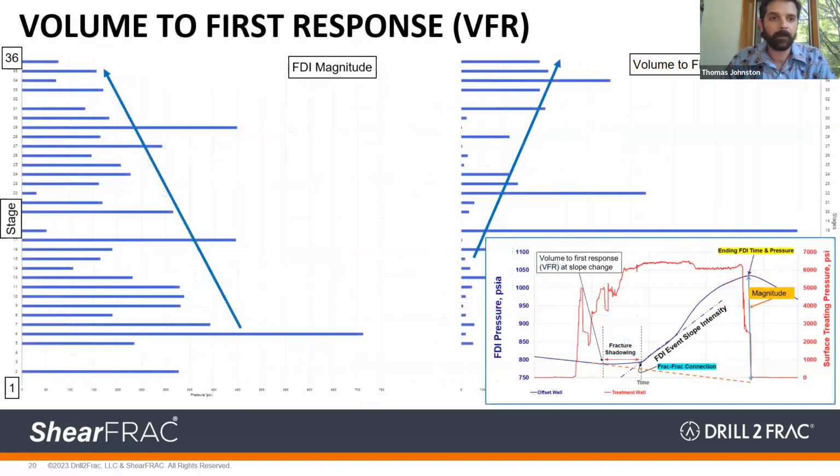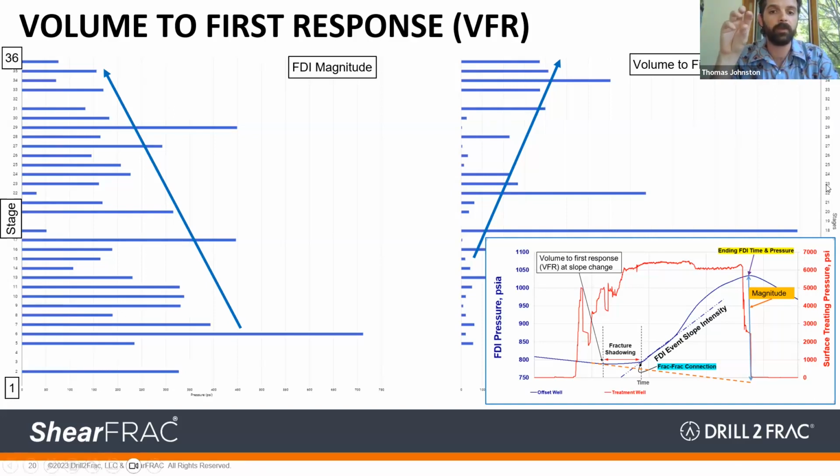Keep going. So yeah, that's that stage level. You can see how we're reacting to it in real time. You can get really into the granular pieces there. This is now taking a step back and looking at the well level. So the way to look at this is on the y-axis is stage 1 at the bottom, stage 36 at the top. On the left-hand side, the bar graphs are FDI magnitude from a child well to a parent well. And on the right-hand side is this volume to first response metric.